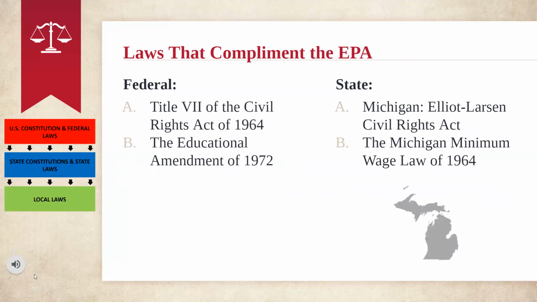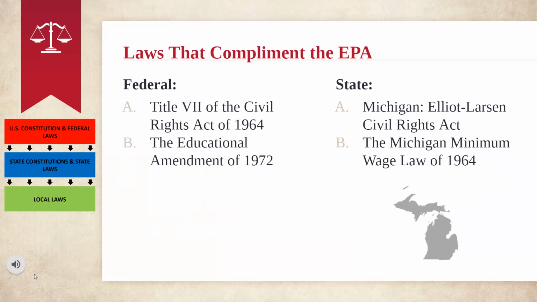Next, let's examine laws that complement the Equal Pay Act. So first, examining on the federal level. The first item I want to highlight is Title VII of the Civil Rights Act of 1964. This goes hand in hand with the EPA because it also prevents discrimination based on sex. However, the Equal Pay Act I can describe as being more on a granular level, whereas Title VII of the Civil Rights Act protects against a broader scope of discrimination.